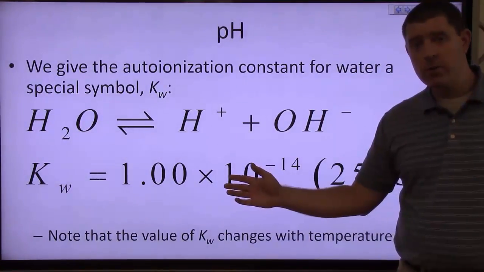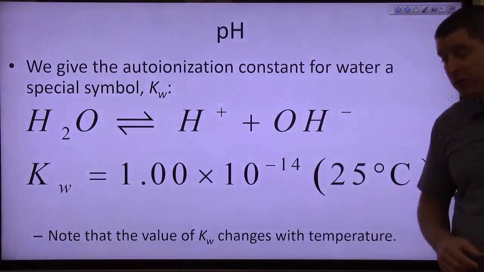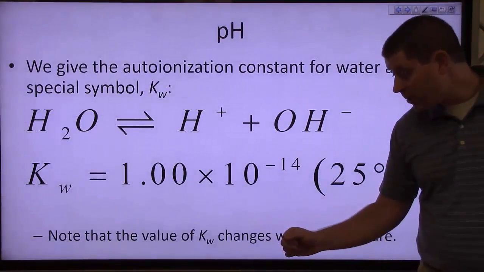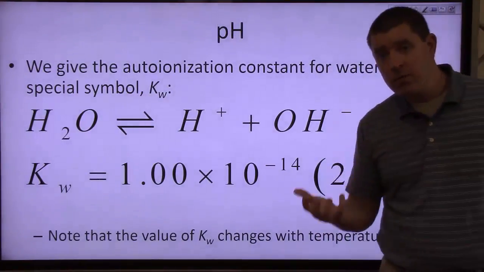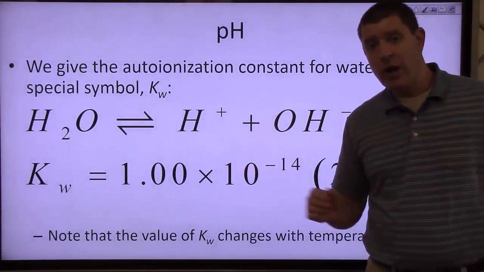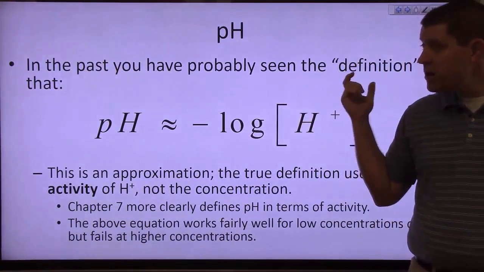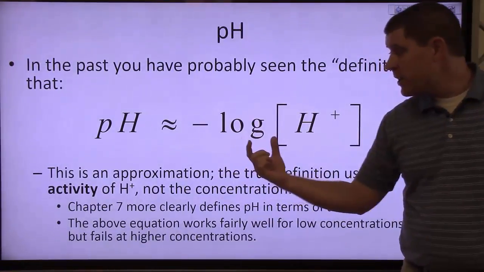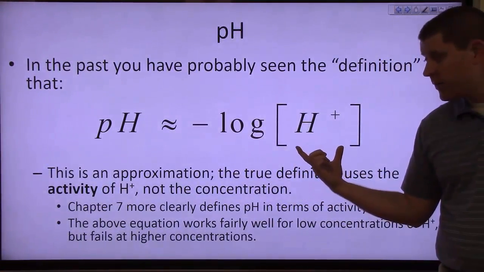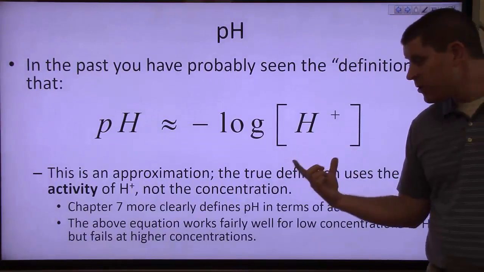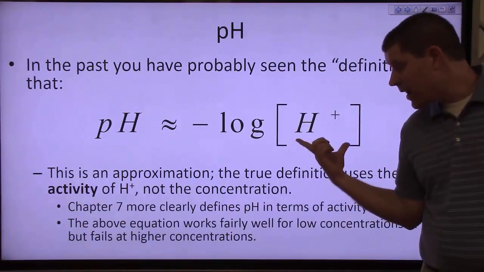So the value of Kw is equal to 1.00 times 10 to the minus 14 at 25 degrees Celsius. So note that the value of Kw here changes with the temperature. So if we change our temperature away from 25 degrees Celsius, we'll have a different value for Kw. Now, in the past, you've probably seen the definition for pH, that pH is equal to negative log base 10 of the hydrogen ion concentration. Now this is actually just an approximation. The true definition uses the activity of the hydrogen ion, not the concentration here.